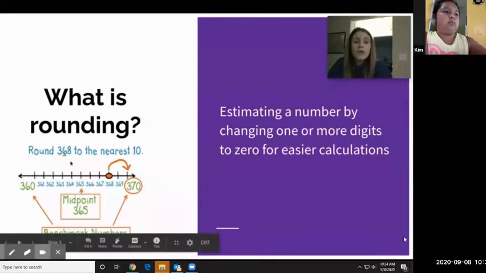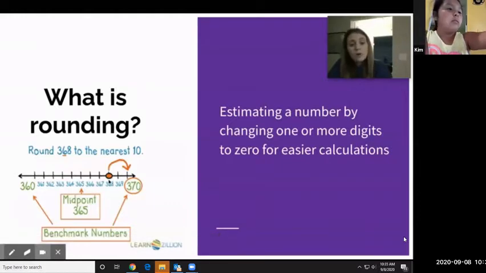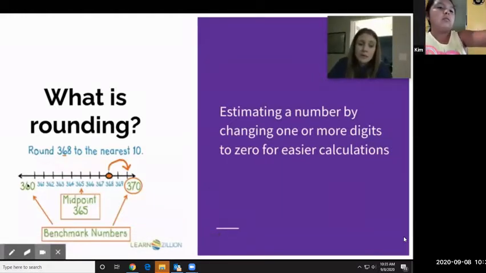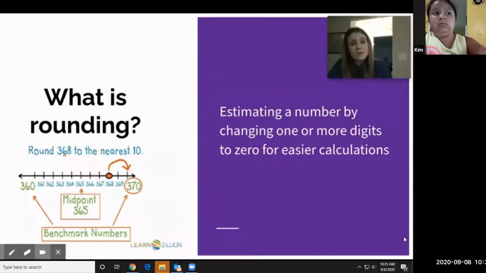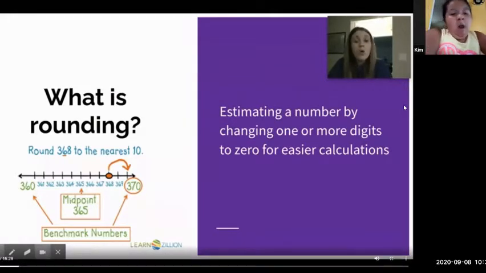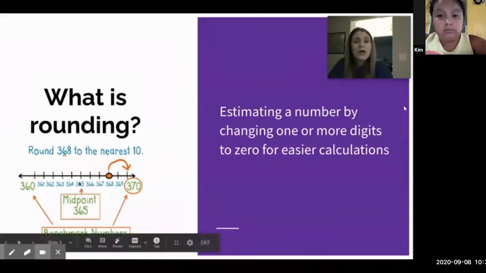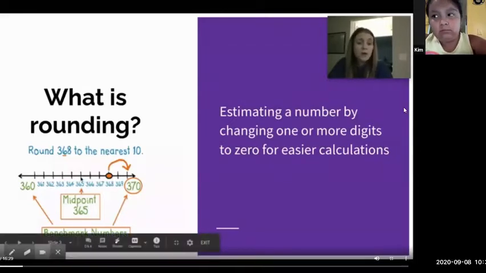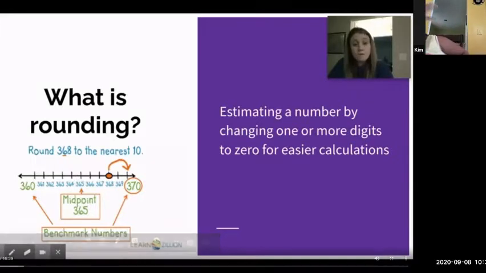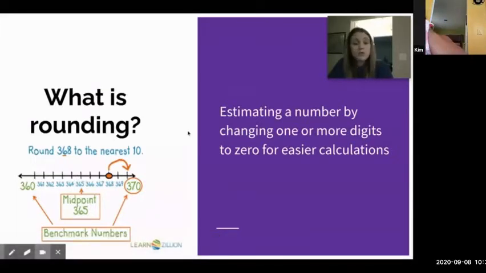If we look at a number line with 368, we know that that would be between 360 and 370. Those are what we call benchmark numbers, because numbers with zeros in them are easier to work with, so they're easier for our brains to identify or benchmark. The midpoint is what comes right in the middle of those two benchmark numbers. 5 is always our benchmark when rounding to the tens. 50 is always our benchmark when rounding to 100.